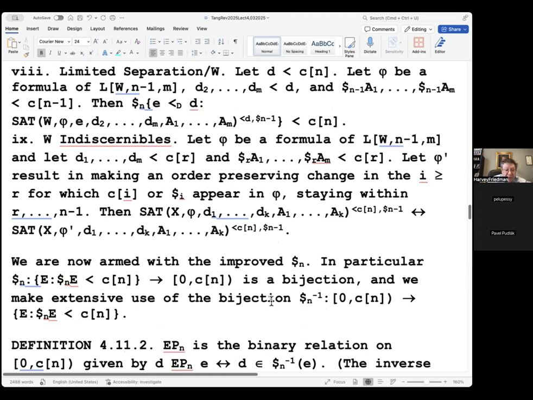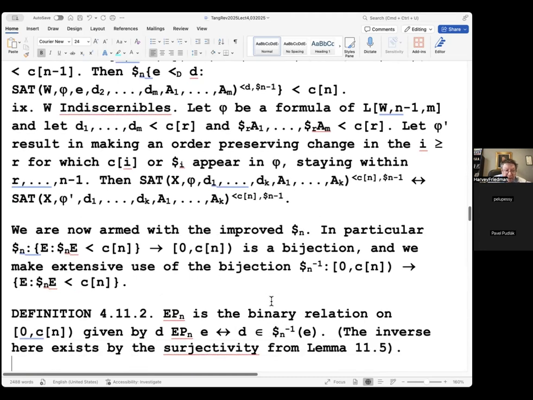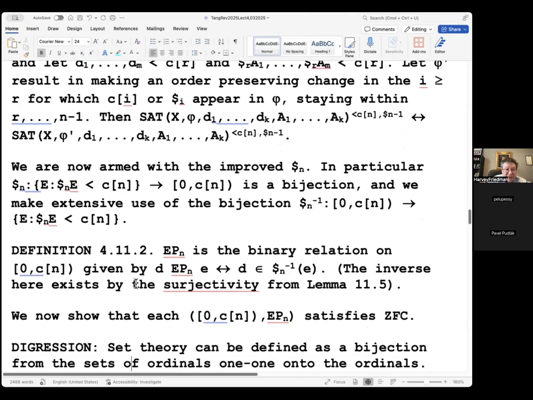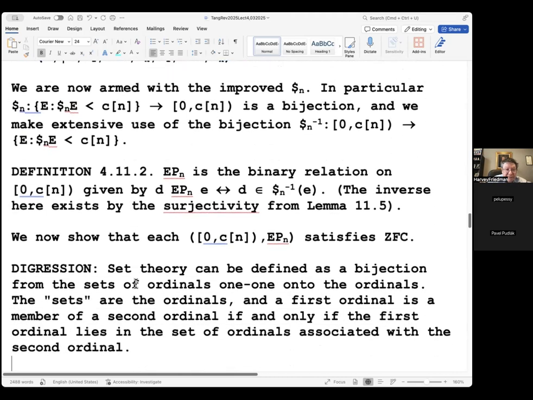In particular, $n is a bijection from the e's that are handled by level n. This is a bijection, and we make extensive use of this bijection, the inverse. We make extensive use of the inverse in the treatment. So we have a bijection, we can take its inverse, also a bijection, thankfully. All right, so here is the key construction that will throw us into set theory.